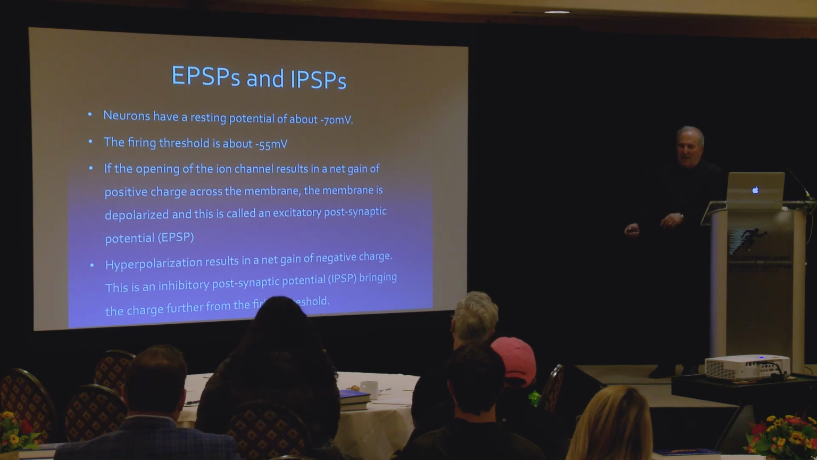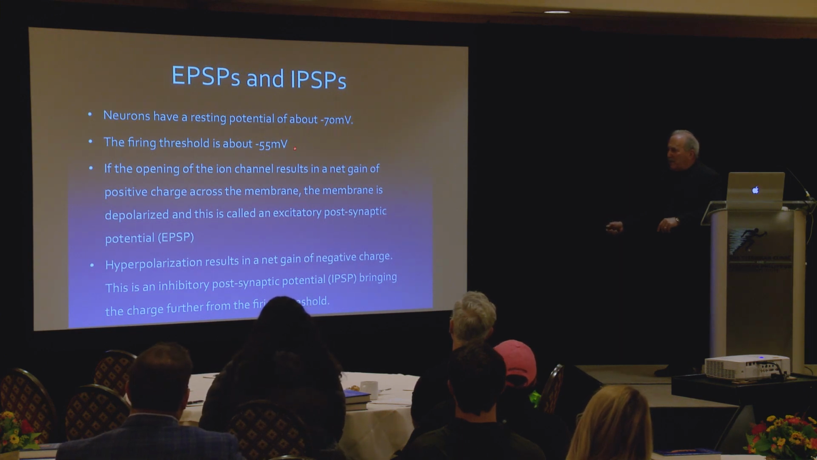So, again, here we go again, more technical things. Nerves have a resting potential of negative 70 millivolts. To fire the nerve requires negative 55 millivolts. And if you have the opening of the ion channels and you get a net gain of positive charge, the membrane is depolarized and it's called an excitatory. And if you're hyperpolarized, it's harder to move the membrane.